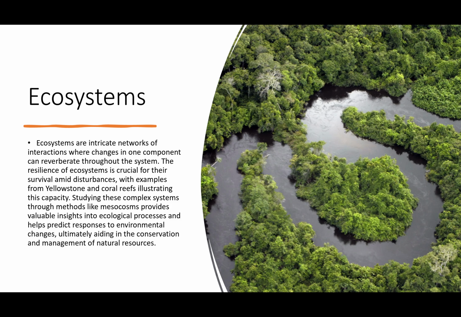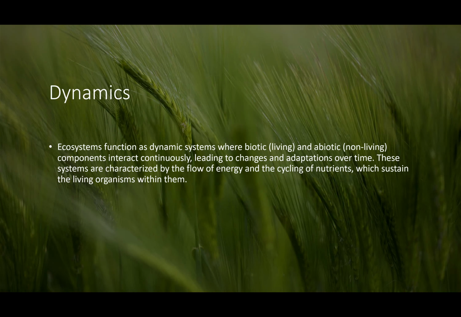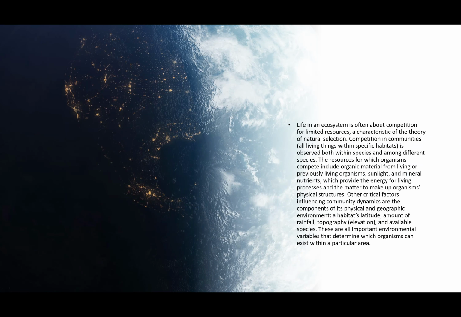So it's used to provide valuable insights into ecological processes and helps predict responses to environmental changes. All right. So, ecosystem dynamics: ecosystems function as dynamic systems where biotic and abiotic components interact continuously, leading to changes and adaptations over time. These systems are characterized by the flow of energy and cycling of nutrients to sustain living organisms. And this is why we did nutrient cycling and energy cycling before this. So this ties into the dynamics of the ecosystem.